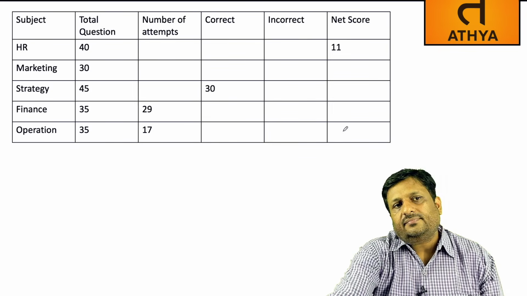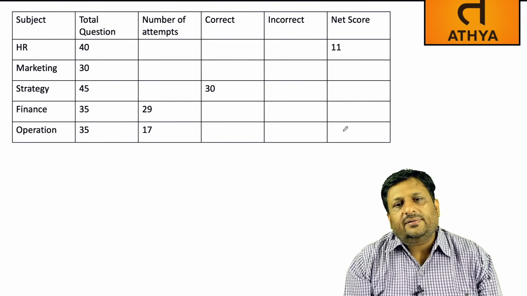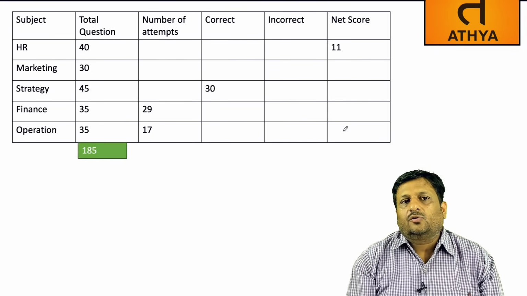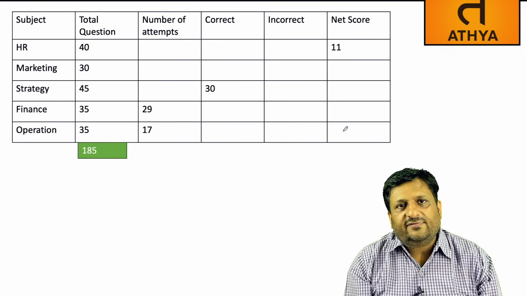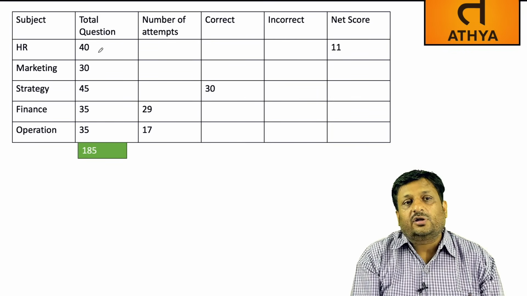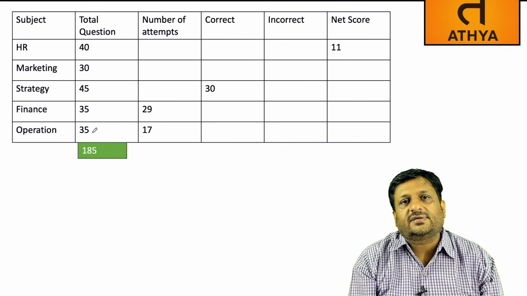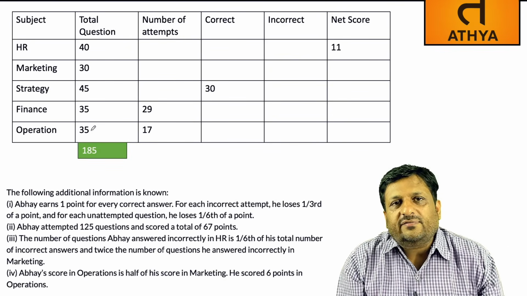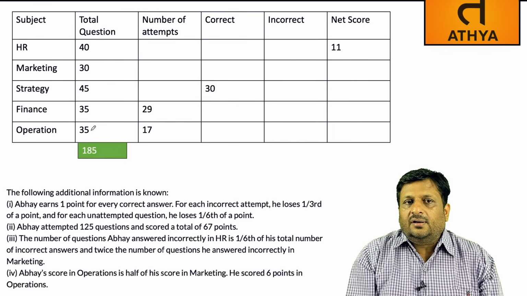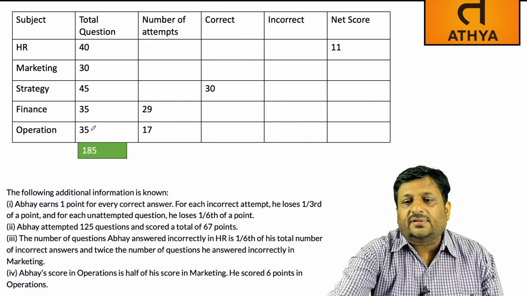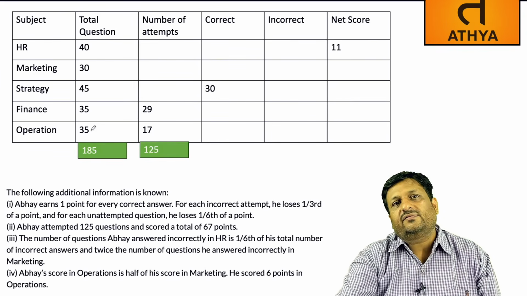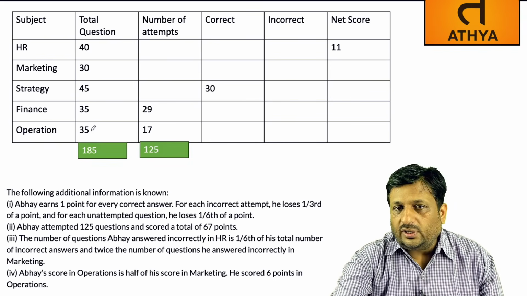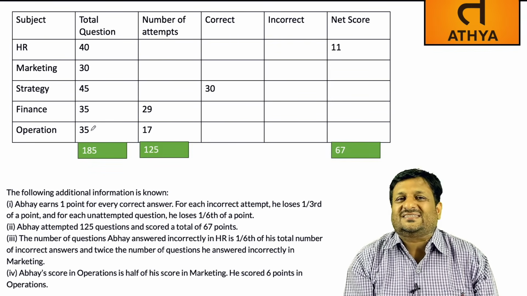Now, so this is the table. Total number of questions we can see is 185. We can add them: 40 plus 30 plus 45 plus 35 plus 35. These are the informations which are given to me. Total number of questions attempted is given to me as 125. Total score, net score is given to me as 67.